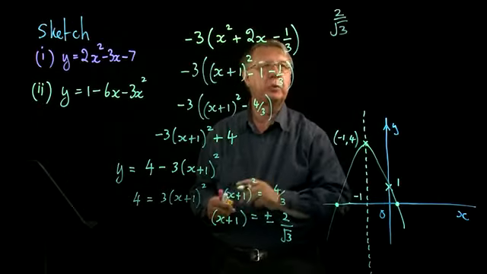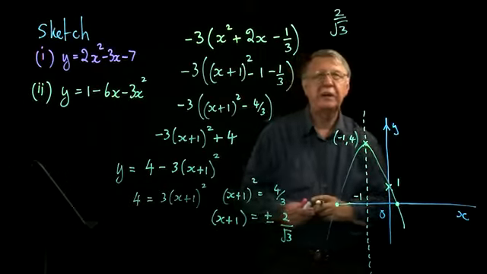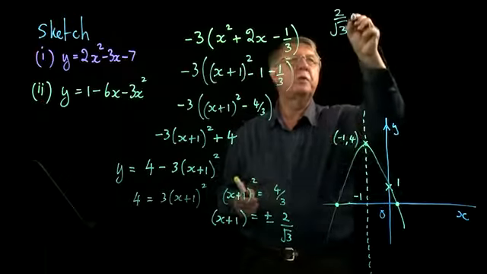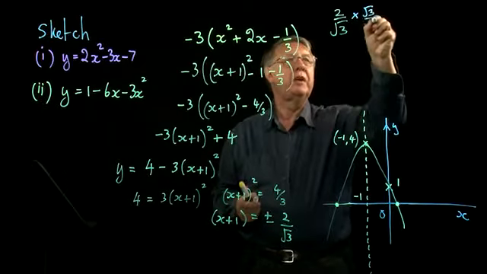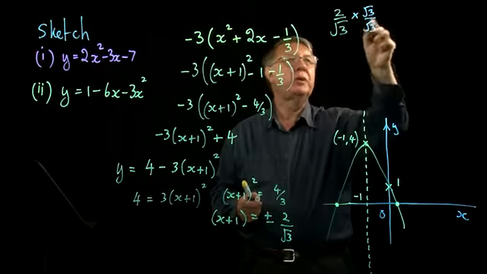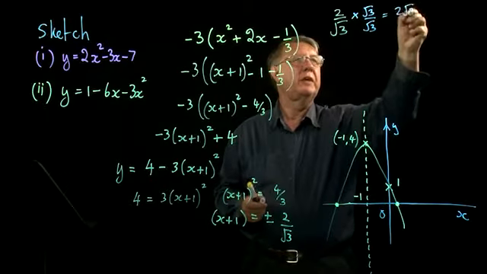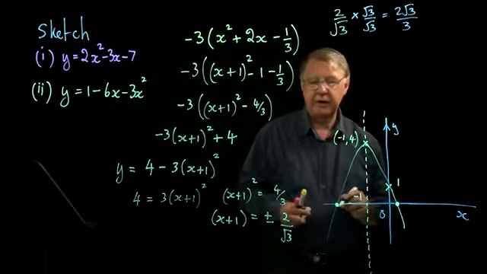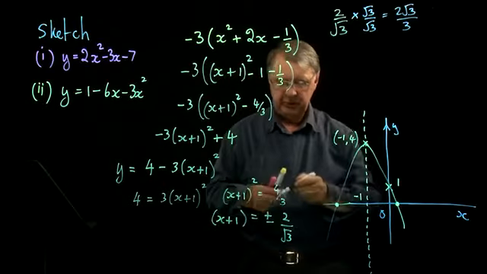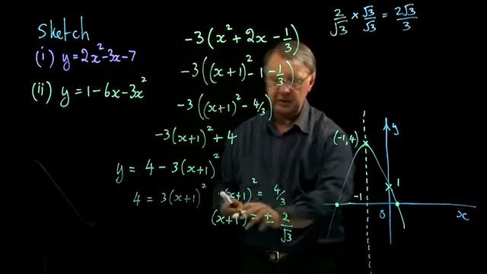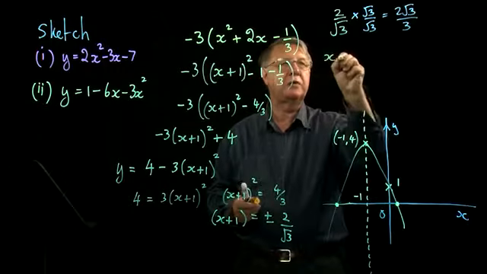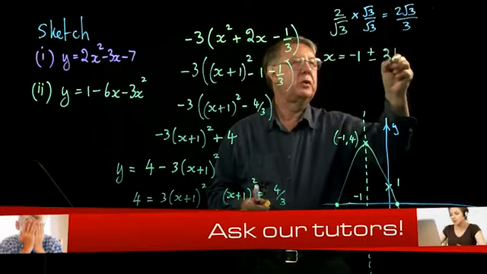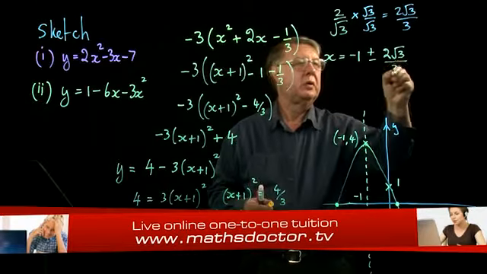Now, if you think back to the work we've done on surds, how would we get rid of that root 3? Well, we would multiply top and bottom line by root 3, and we would get 2 root 3 over 3. So the final answer then, putting the 1 onto the other side, down here this becomes minus 1, so x equals minus 1 plus or minus 2 root 3 over 3.